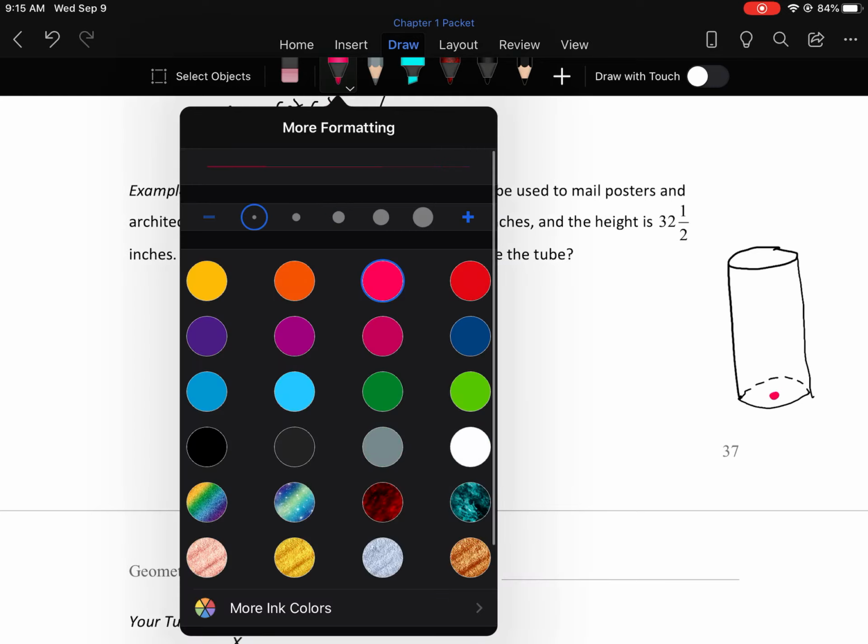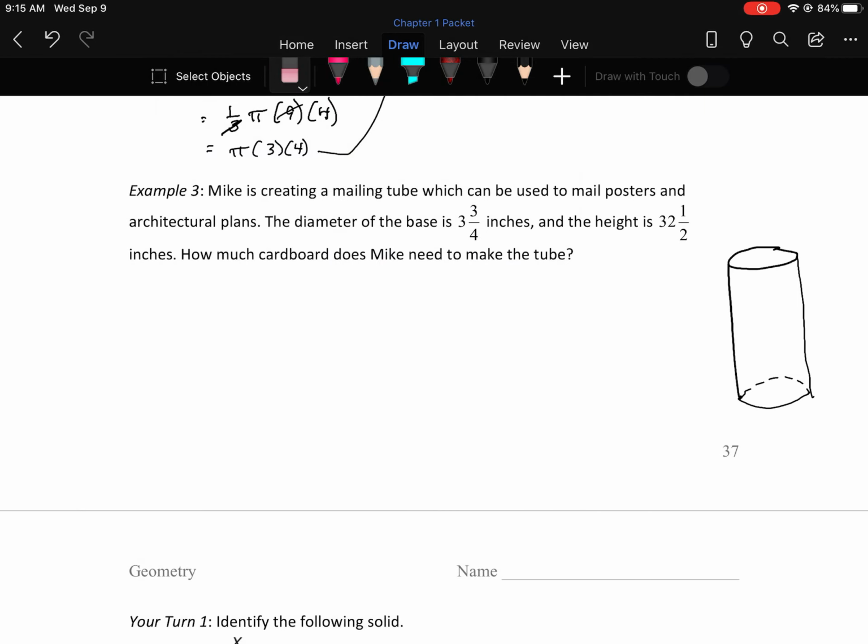Whoa, that is really thick. Okay, let's try this again. So the diameter goes the whole way across, goes through the center. That is 3 3/4, so 3.75. That is inches. The height is 32.5, so 32.5 inches.